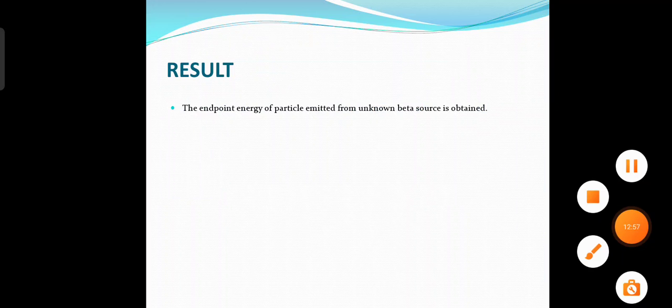Now we get the result: the endpoint energy of the particle emitted from the unknown beta source. The endpoint energy depends on the source that we use for the experiment. For this experiment, we used the standard beta source of thallium and the unknown beta source as cesium, and we obtained the endpoint energy of the particle emitted from the unknown beta source, E0, as 1.788 mega electron volt. That's all about my talk. Thank you.